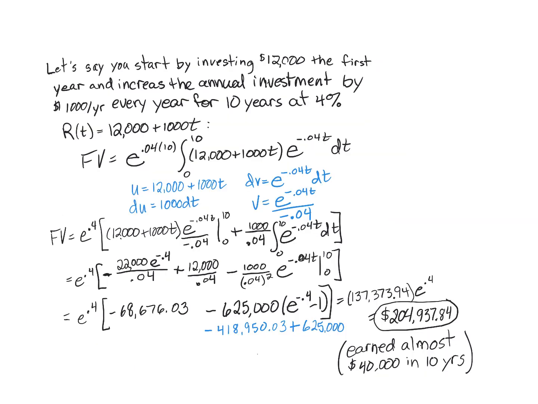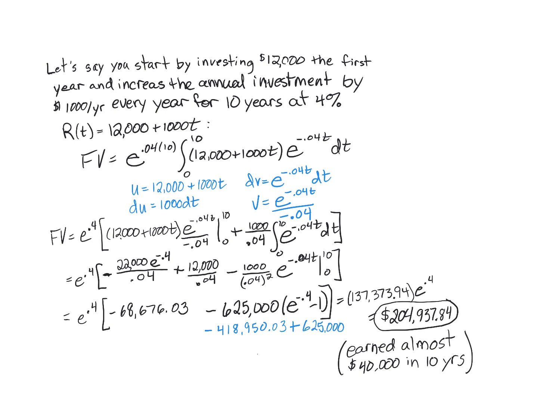So let's look at an example of a non-constant revenue stream. Let's say you invest $12,000 the first year, but every year after that, you're going to increase your investment by $1,000. So year 1, you've invested $12,000. Year 2 will be $13,000. Year 3 will be $14,000, and on and on and on.